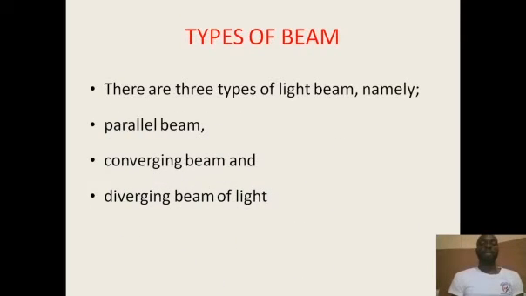The types of beam. There are basically 3 different types of beam of light. They are the parallel beam, the converging beam, and the diverging beam. Now, parallel beams are beams of light that move from one source parallel to each other. You remember the light rays that I showed you?